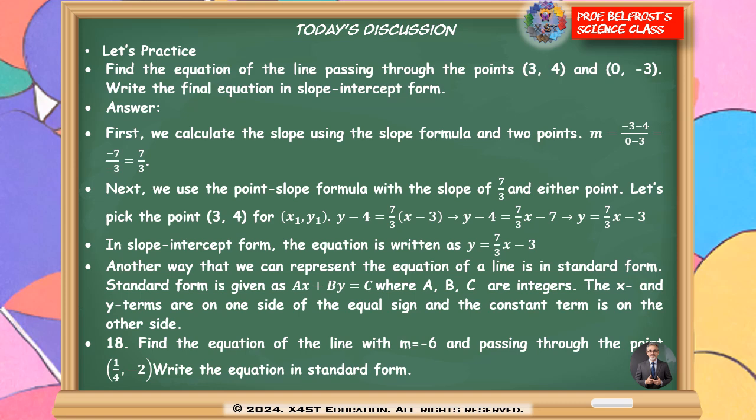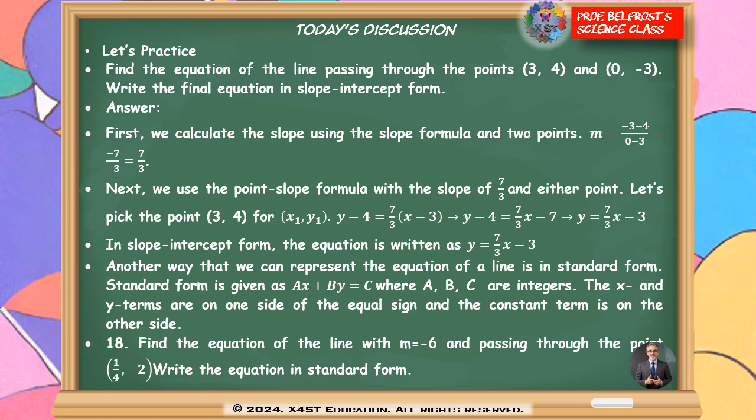Second example in this. Find the equation of the line passing through the points (3, 4) and (0, -3), and write the final equation in slope-intercept form. So first, we need to calculate the slope by using the slope formula and substituting the 2 points, and we get it is 7/3.